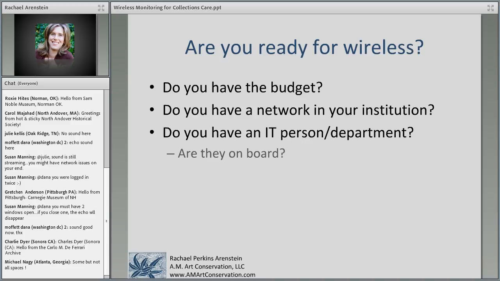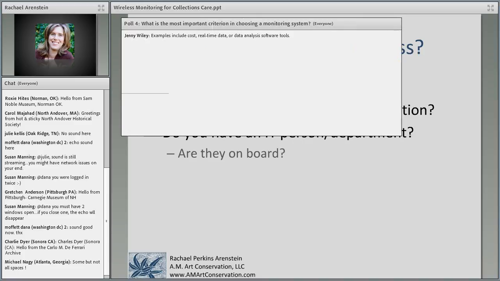So Jenny, let's take a look at poll question number 6. What is the most important criteria in choosing an environmental monitoring system? I think that one is going to be something that maybe we'll take a look at the end. So go ahead and feel free to type your answer in.